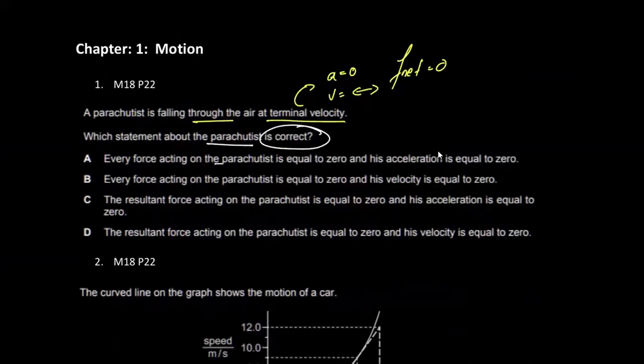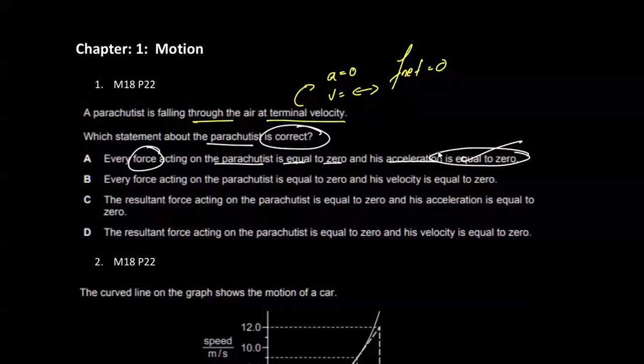Every force acting on the parachutist is equal to zero and its acceleration is equal to zero. This part is correct. However, all the forces acting on the parachutist are not equal to zero. Their net, F net, your resultant force is equal to zero, not the forces itself. So the forces cancel each other out. So A is not the answer.